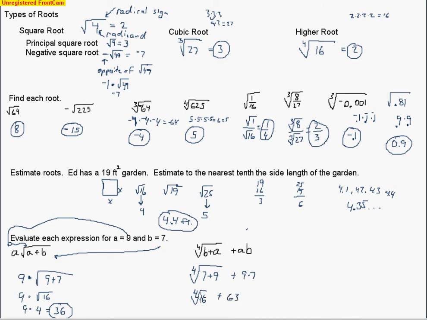Well, fourth root of 16, we saw that earlier in this lesson, and that is 2. 4 numbers that make 16, right up here. 2, 2, 2, and 2 make 16. So 2 plus 63 gives me 65 as the answer.